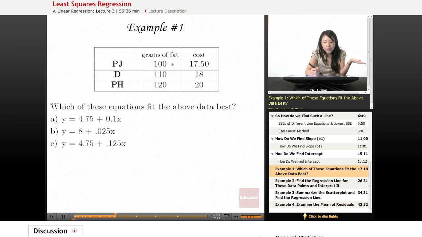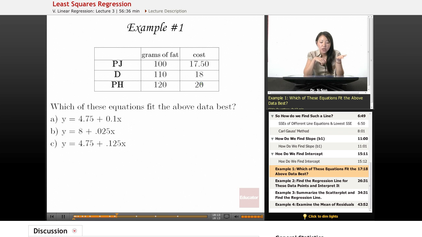It has 100 grams of fat per pizza, but the cost is $17.50. But Domino's, let's say, is 110 grams of fat per pizza, but the cost is $18. And Pizza Hut's has 120 grams of fat, but the cost is $20. So maybe we might have a feeling that more fat makes it taste better, so it costs more. I don't know. Who knows?